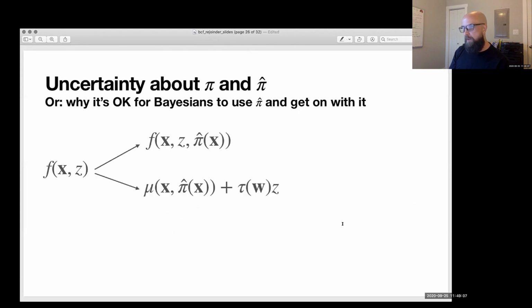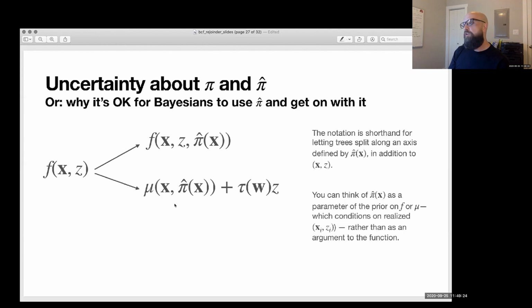Okay. But now let me square that circle about why that looks like what we actually do, where we add pi hat of x as an argument to either f, if you're doing propensity score BART like we proposed, or to this function mu if you're fitting BCF. The hats here are important, right? One way to think about this is as shorthand for trying to change the prior on f or the prior on mu. In the context of tree priors on f and mu, we're just saying we're going to let those trees split along an axis defined by pi hat of x. And we get to pick that axis the same way that we picked the coordinate space for x and z. Okay.